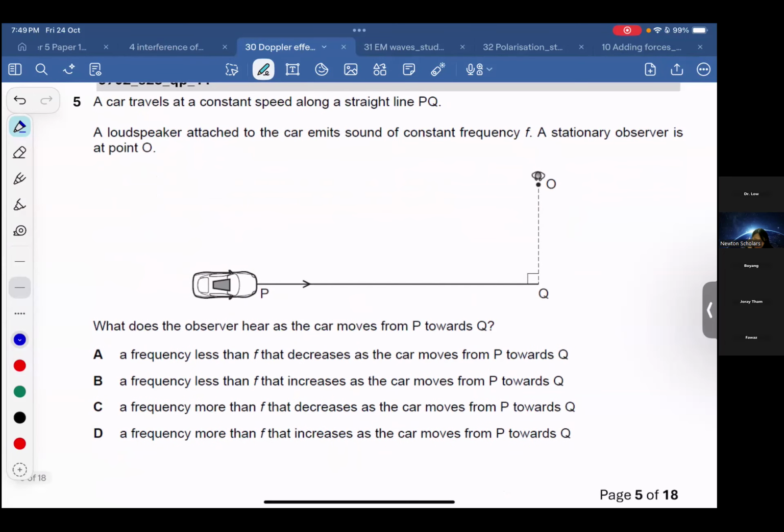A car travels at a constant speed along the straight line P to Q. A loudspeaker attached to the car emits the sound. So this is the frequency due to the source. A stationary observer is standing at the point O. What does the observer hear when the car moves from P to Q? Okay, now P to Q.